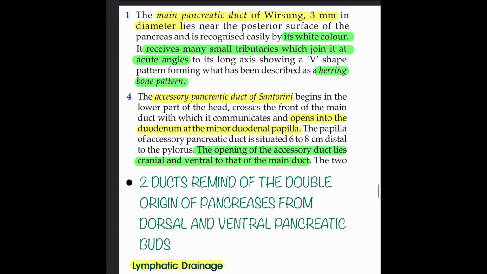And the accessory pancreatic duct is known as the accessory pancreatic duct of Santorini. Okay, and it opens into the duodenum at the minor duodenal papilla. You guys already know about it. And the opening of the accessory duct lies cranial, you know, above the major duodenal papilla and ventral to the main duct. This is a very, very important point. Students usually get confused that the minor and major duodenal papillae lie in line with each other, but it's not true. The minor duodenal papilla, the opening, lies ventral to the opening of the main duct. Okay.